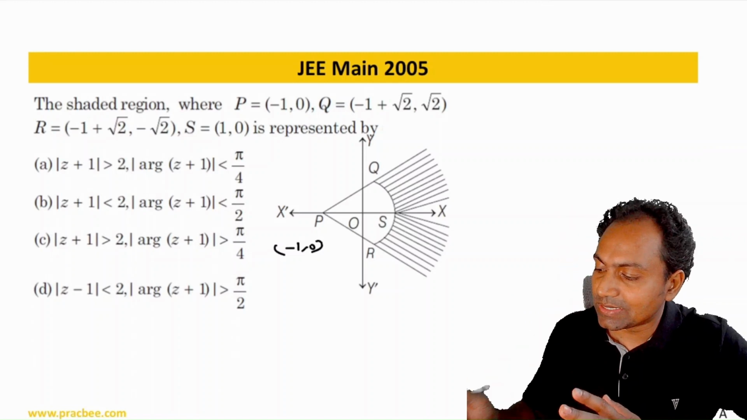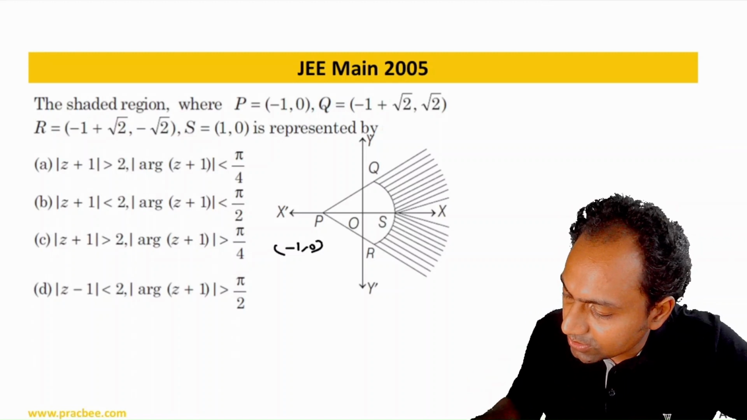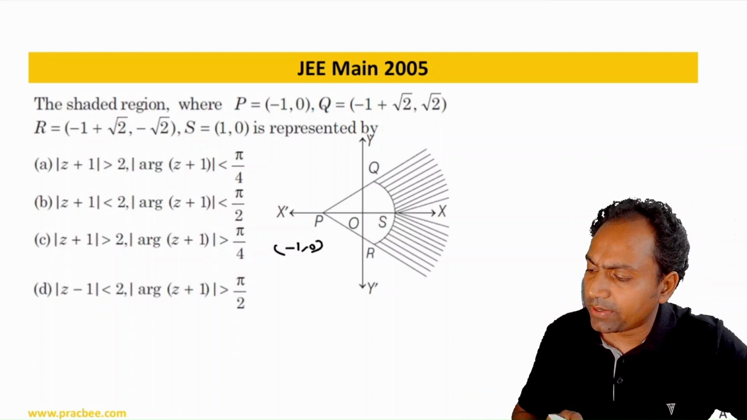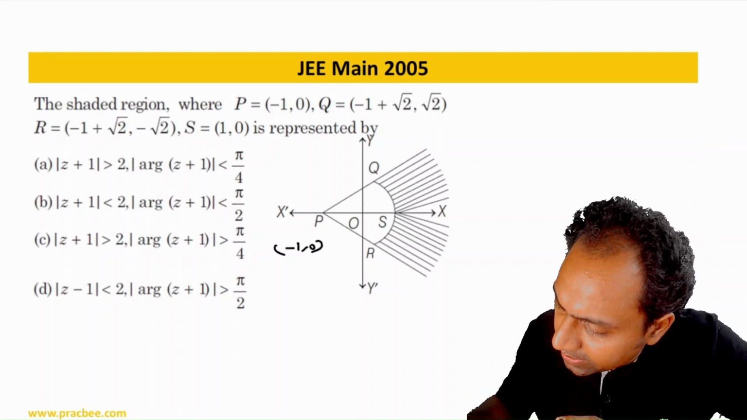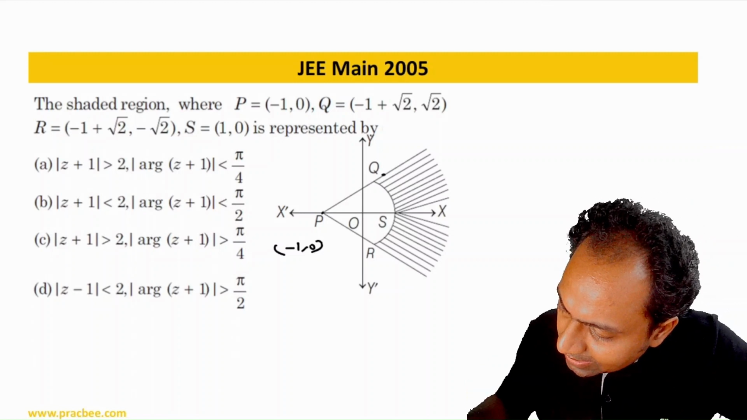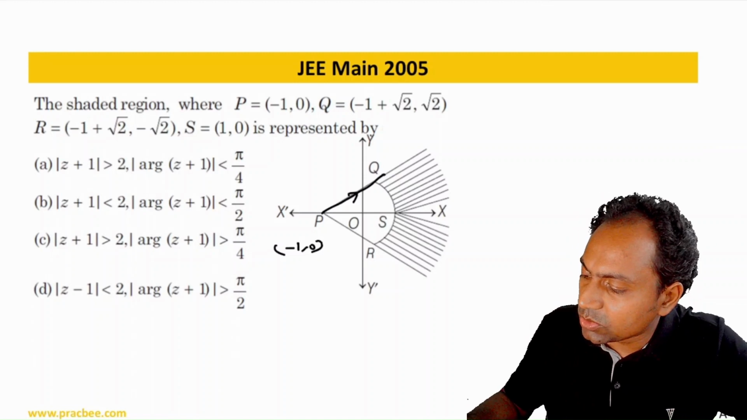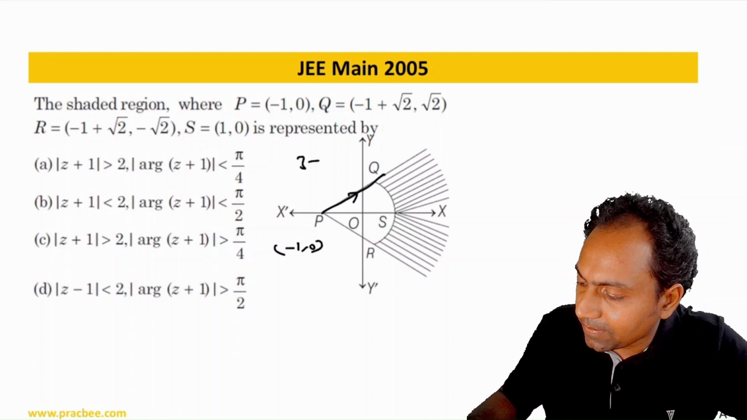So now if I look into this, they have given this point P at minus 1, 0. And if I take any point here, and if I want to write this vector, this vector is going to be nothing but z minus minus 1.